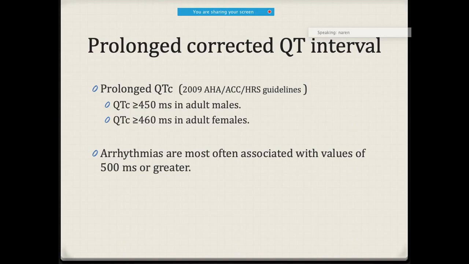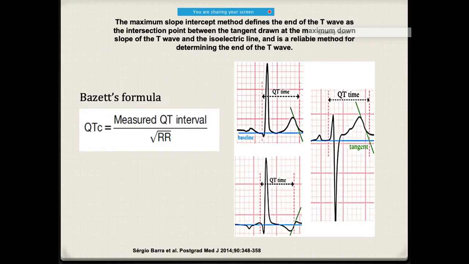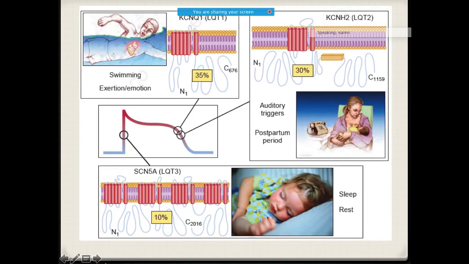Corrected QT is important because you should be able to define a QT interval which is independent of the cycle length. If someone has bradycardia, that is when you can have a prolonged QT, but you don't want that confounding. So for that, you correct to get the corrected QT interval. This is the formula I was telling you about, called Bazett's formula. You should always be careful how you take the tangent from the T wave, and using that you will be able to get it.